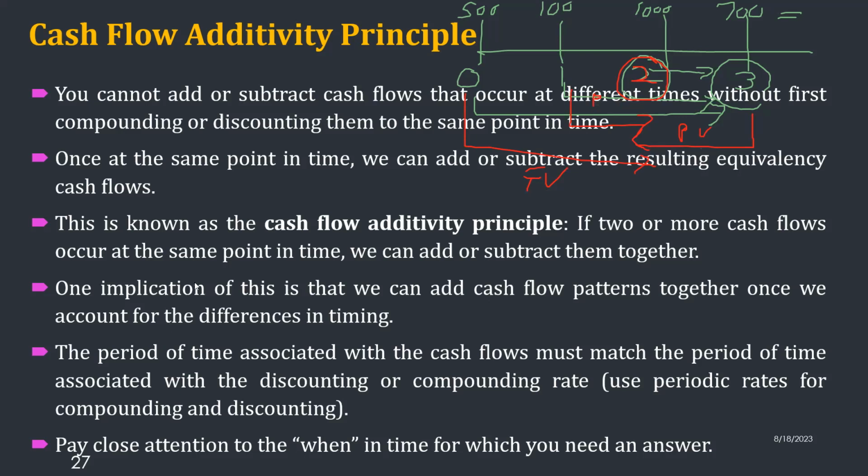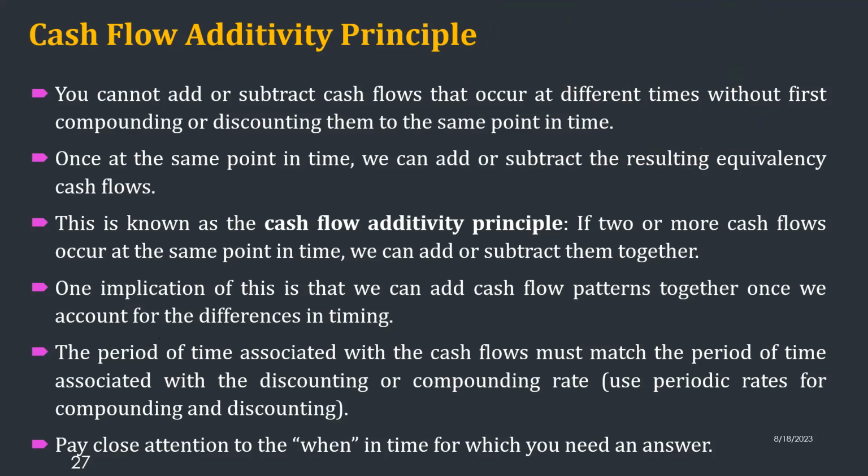If you want to add or subtract the cash flows that you are taking in different time periods, you need to take all those cash flows into one single time period. Otherwise, you cannot add or subtract them. If you take all these cash flows into one time period, then you can add, subtract, or do anything with those cash flows. If they are in different time periods, you cannot add or subtract them without taking them into one single time period. That is known as the cash additivity principle.